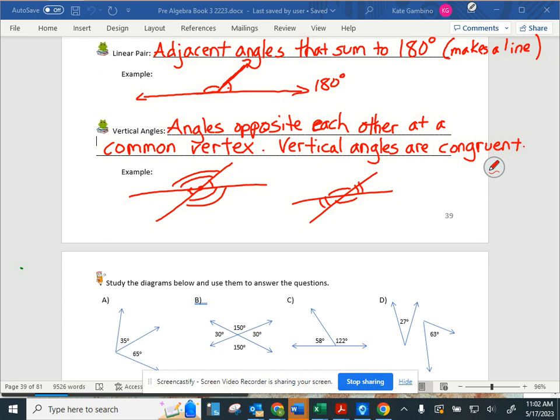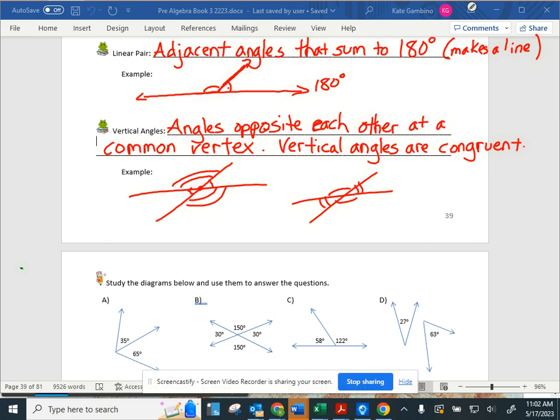And if you had 3 congruent pairs, you would have one that had 3 lines in it. If you have 4 congruent pairs, you'd have 4, right? So it's just showing which ones match up with the other ones. Any questions on the vertical angles?